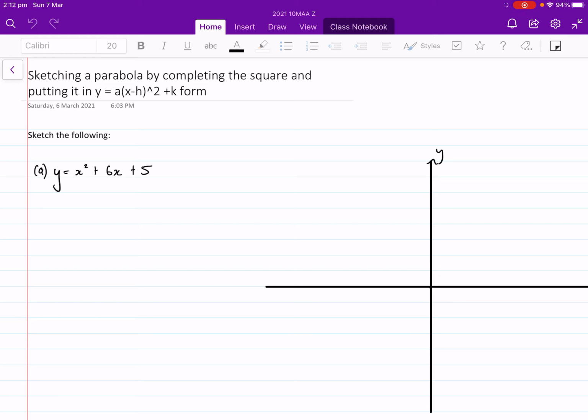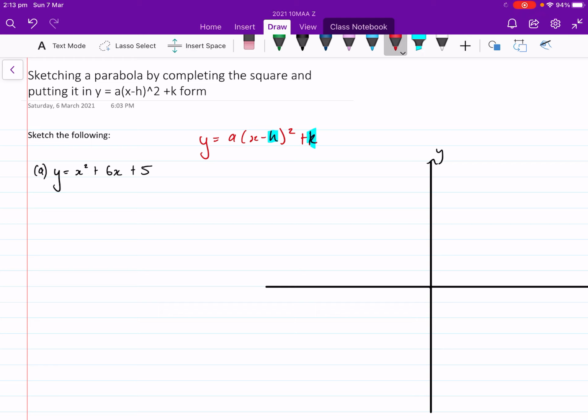Hello, today we're going to have a look at sketching a parabola by completing the square and putting it into this form of y equals a(x minus h) all squared plus k. Because in this form, we can easily identify the vertex of the parabola. So let's see how we go. The vertex in this case would be (h, k). So it's important to recognize that it's a minus in the brackets there, because that does impact the answer.